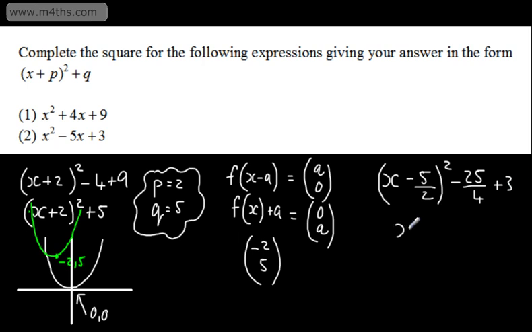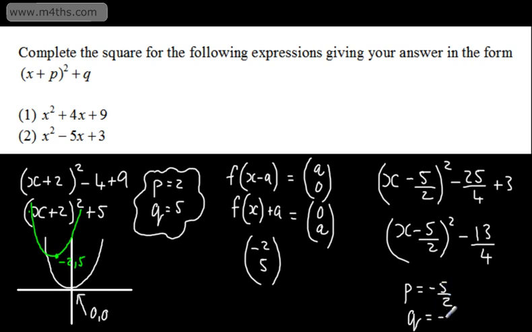We can write this now in completed square form as (x - 5/2) all squared, and I'm just going to write this as 12/4, just combining the fractions. That's going to give me now minus 13/4. So all I've done is just added these. So we can see that the value of p in this particular case is negative 5/2. The value of q is going to be equal to negative 13/4.